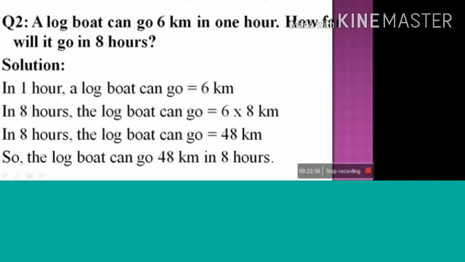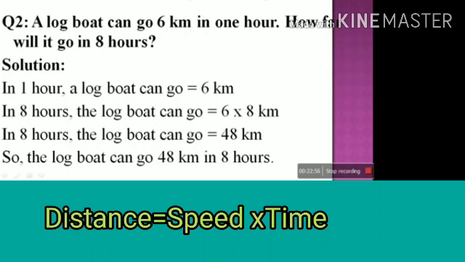Now see this question, children. A logboat can go 6 kilometers in 1 hour. How far will it go in 8 hours? So here also the speed of the boat is given. In 1 hour it goes 6 kilometers. And we want to find for 8 hours. So what we know actually? Distance is equal to speed into time. So here we want to calculate the distance. So we should multiply speed and time.